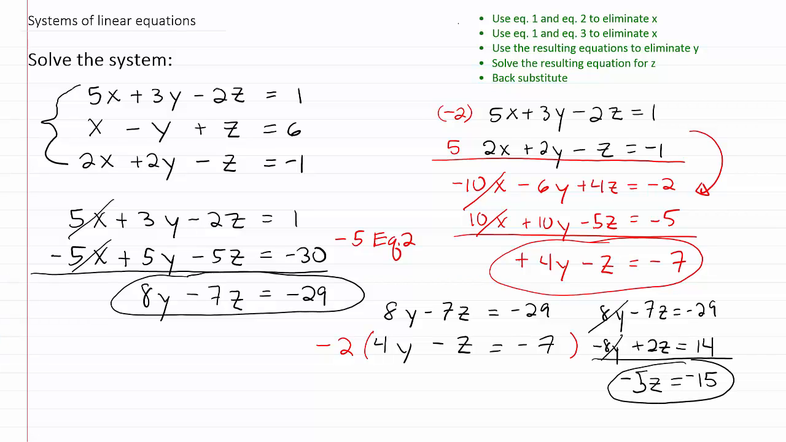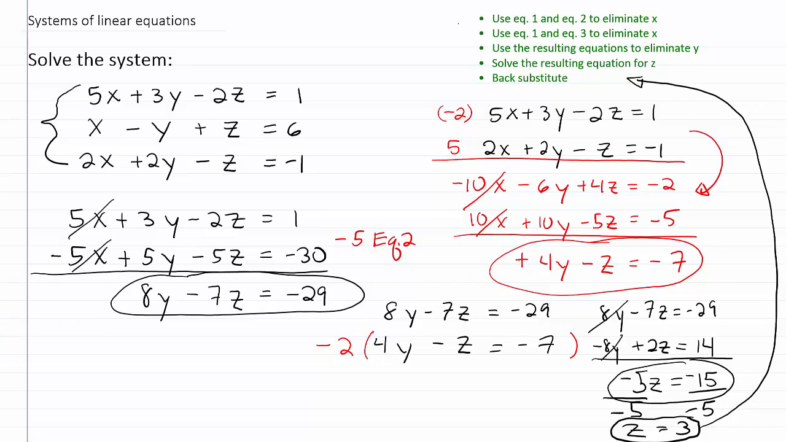Now, using this equation, we'll do our next to last step, which is to solve that resulting equation for z. Well, that's easy enough. If I solve that for z, I will simply divide both sides by negative 5. And I will see that z is equal to positive 3, because negative 5 goes into negative 15 a positive 3 times. And if I know that z is equal to 3, I can then use that to back substitute and finish the problem.